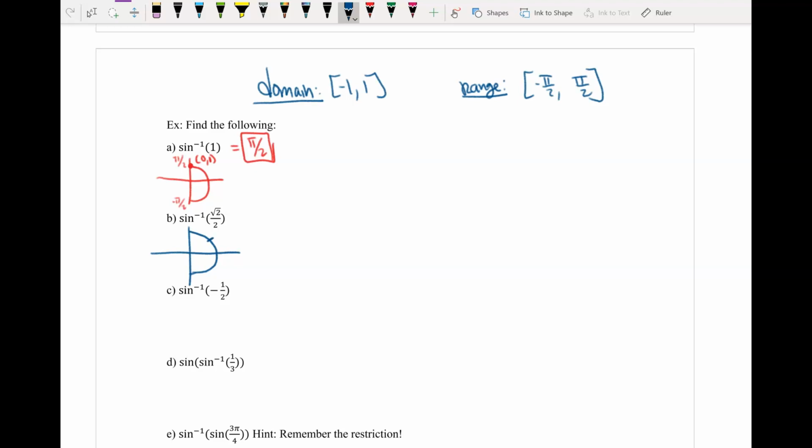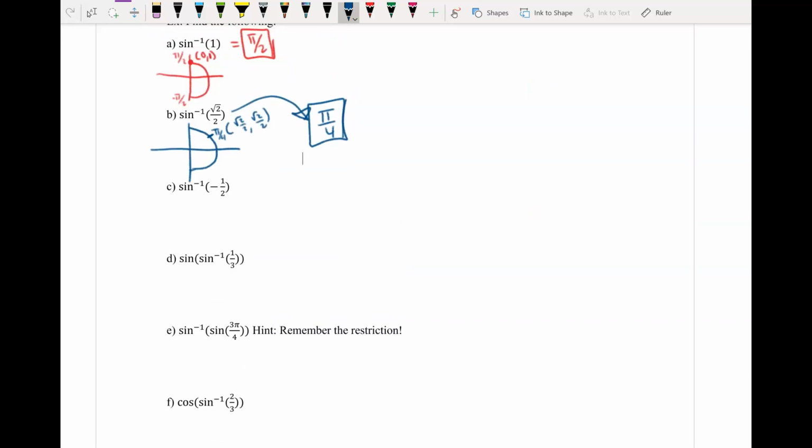So if you look at the unit circle, the only point where this is the square root of 2 over 2 would be at pi over 4. Pi over 4 lies within this range, so this answer would be pi over 4. Just by looking at it. So again, sine inverse just tells me what is the angle? What angle gives me this value?